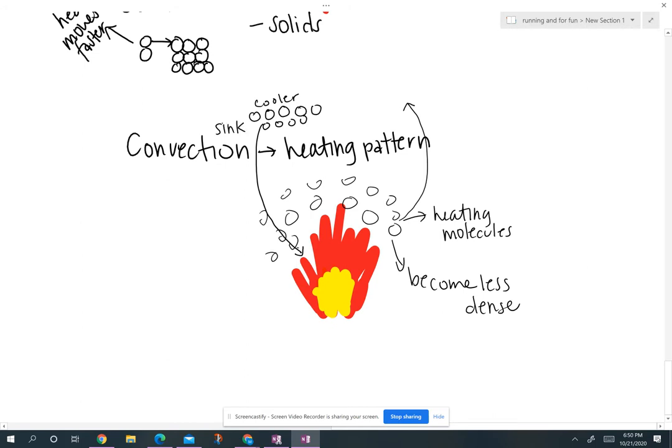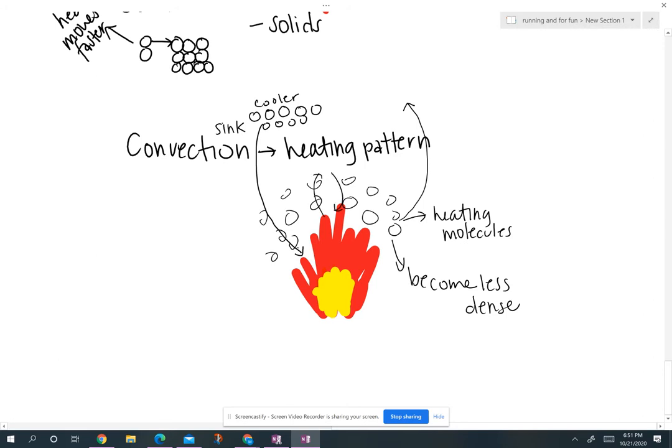right? So we have two things that are happening. We have our cooler molecules that are sinking, and the ones that are closest to my heat source are rising up and becoming less dense. So what happens is that we have this continuous pattern going on of rising and falling, rising and falling.